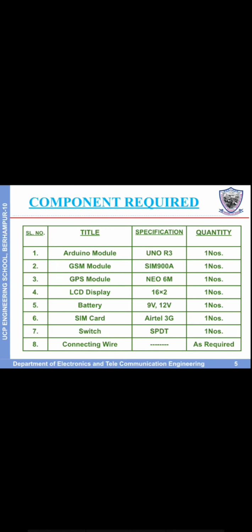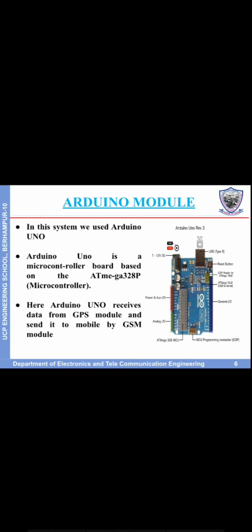These are my components required: Arduino module, GSM module, GPS module, LCD display, battery, SIM card, switch and connecting wire. Arduino module. In this system, we used Arduino Uno. Arduino Uno is a microcontroller board based on the ATmega328 microcontroller. Here Arduino Uno receives data from the GPS module and sends it to mobile by GSM module.